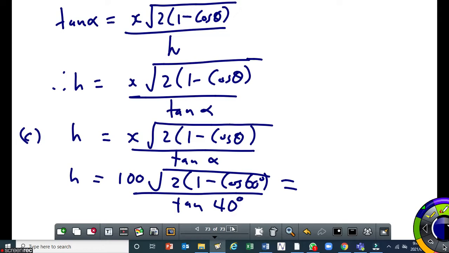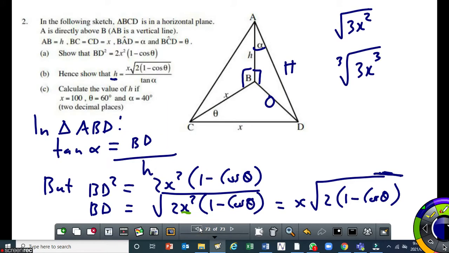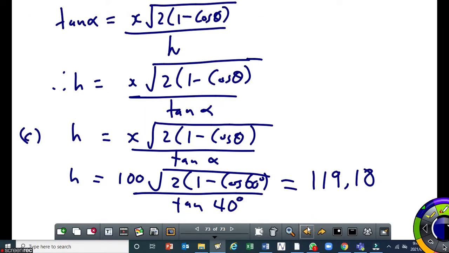And be very careful about what you calculate. You're calculating h, so it's 119.18. Should this be meters? Let me verify that. They didn't specify what units, because x is not specified in any unit, so it will be units. Okay, so just write 119.18. Are you all getting that? Yes. Nice. So that's it.